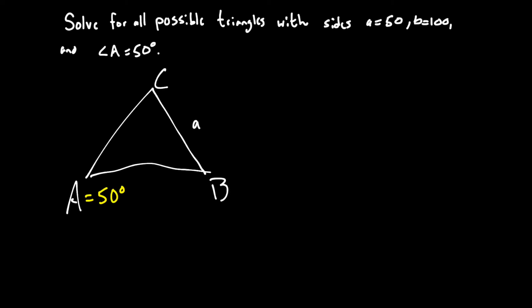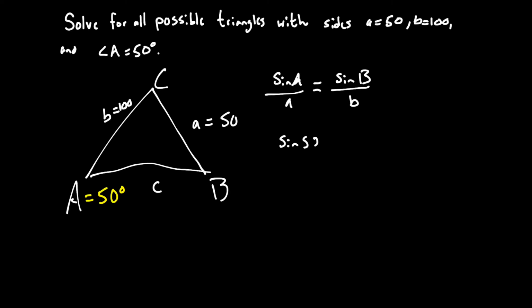And here are the sides. We're given two sides, a, which is 50, and side b, which is 100. So we want to use the ratio of sine A divided by a to solve for angle B. And by the law of sines, this is going to be equal to sine B divided by b. Plugging in 50 degrees, we get sine of 50 degrees divided by 50 is equal to sine B divided by 100.